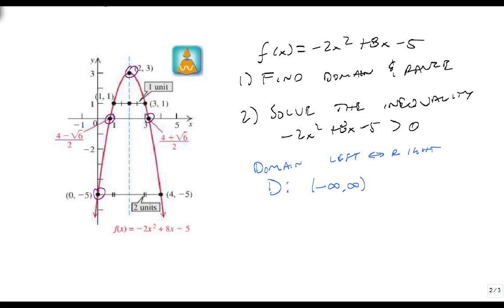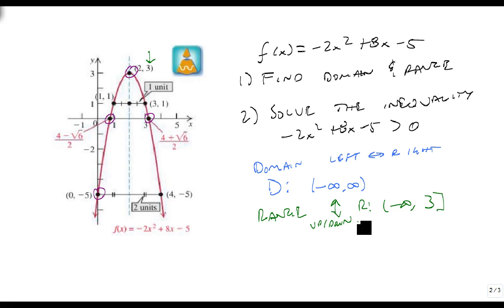Our range is up, down, so it's going to go up and down. And notice that it keeps going down, so it's going to go to minus infinity. And it stops all the way up at 3. And so we go from minus infinity to 3, and that 3 is included. Notice I'm taking the y value of it. So using just the graph, I can get the domain real easy, and I can get the range real easy, the up-down.